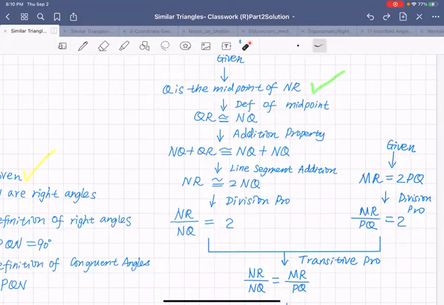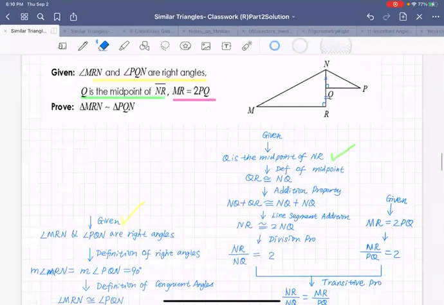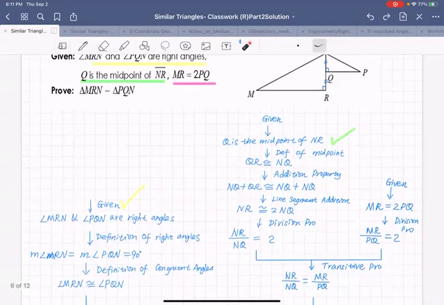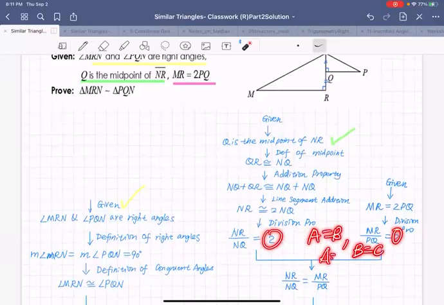Hurry. Look at here. What should I write down here? Division property. There you go. Last one. These two both equal 2. I make them equal. What should I write down here? Division property. See one more time. Oh, transitive. Thank you.